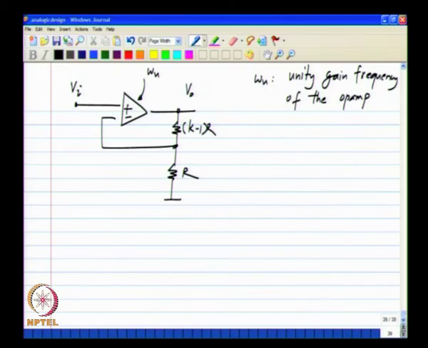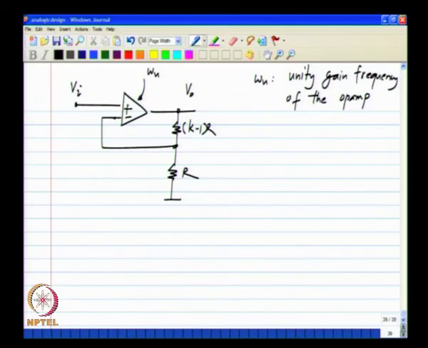Okay. If you look at any op amp data sheet, you will see the unity gain frequency listed. Typically, it is listed in hertz. We have been using omega u, which means that our omega u is in radians per second. But whatever it is, once the unity gain frequency of the op amp is known, you can calculate either the time constant or the bandwidth of any circuit that you make using the op amp.